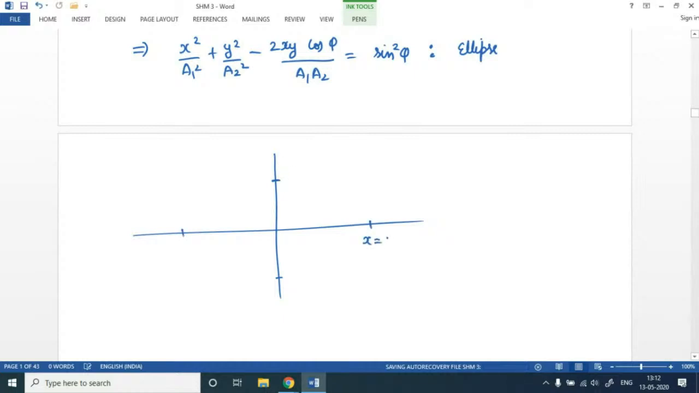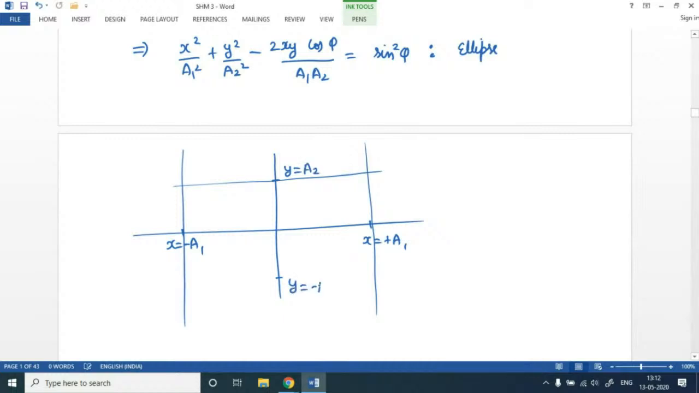Let's say this is x is equal to plus a1, and this is x is equal to minus a1. So this is one line, this is another line, and this is y is equal to a2 and y is equal to minus a2. So the ellipse we are looking at will be confined in this rectangle. It would be something like this. Pardon the bad drawing, but it would look like this.